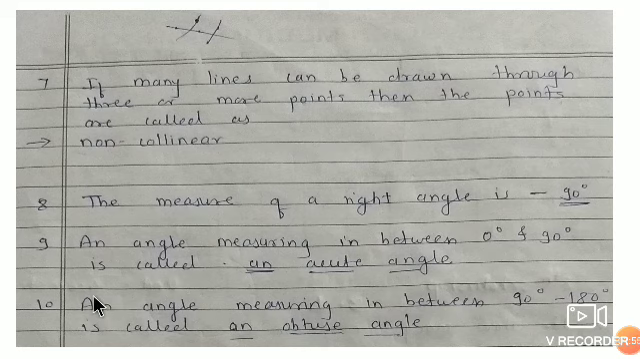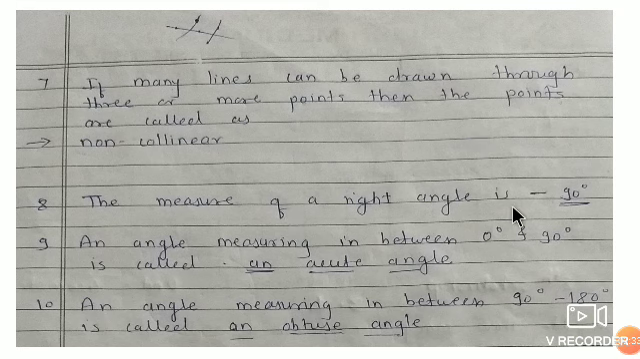If many lines can be drawn through 3 or more points, then the points are called as. Here if we draw the 3 lines, are the points which are on this line and the points which are on these 2 lines collinear points? No, those are non-collinear points. Because what is the meaning of collinear points? The points which lie on a single straight line. Here the points lie on 3 different lines. That's why non-collinear is the answer.